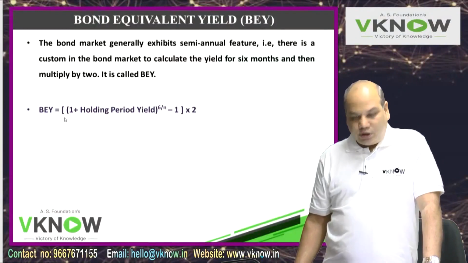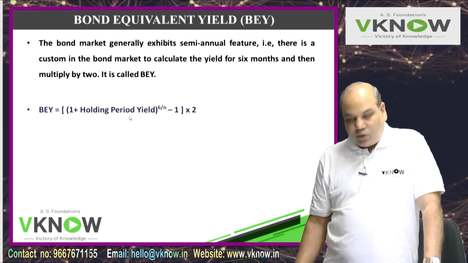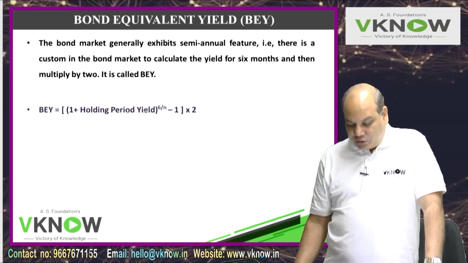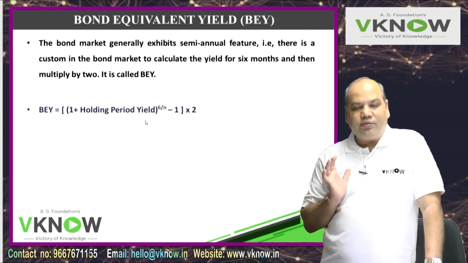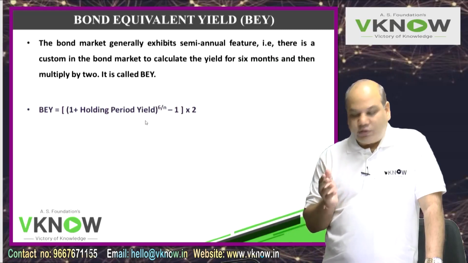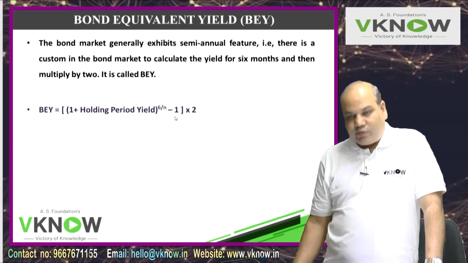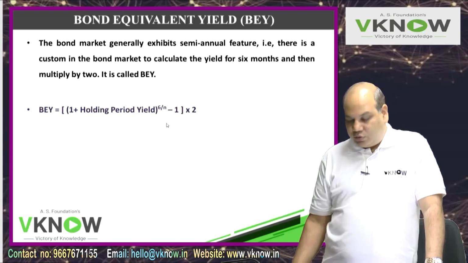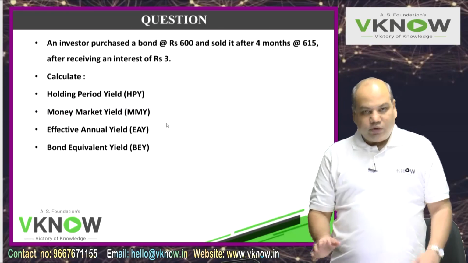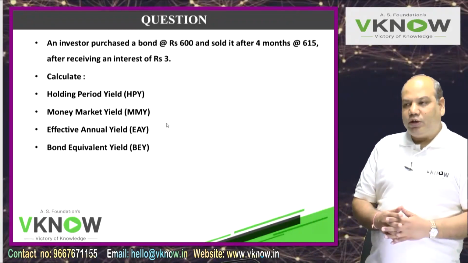So how do you compute it? Bond equivalent yield will be equal to 1 plus holding period yield to the power 6 by n. That will give you the effective yield for 6 months. Minus 1 you are doing just to calculate the percentage, and then you are multiplying by 2. So that is called bond equivalent yield. Now with some number crunching we will understand.